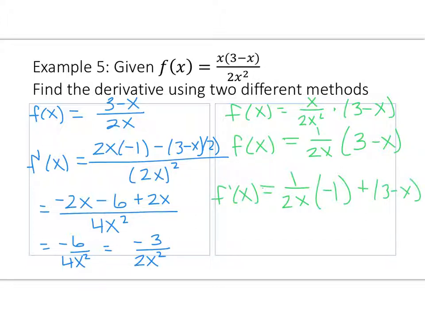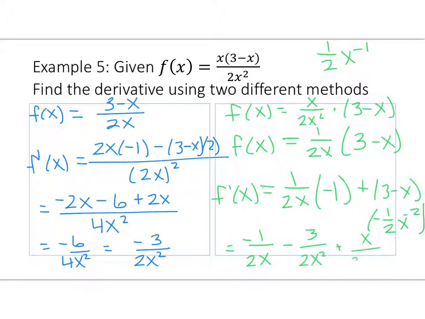So the derivative of 1 over 2x, remember 1 over 2x is really 1/2 x to the negative 1. So that's going to be times negative 1/2 x to the negative second. So here I have negative 1 over 2x minus 3 over 2x squared plus x over 2x squared. So the negative 1 over 2x and the x over 2x squared are going to add to 0, and I get the same thing, negative 3 over 2x squared.